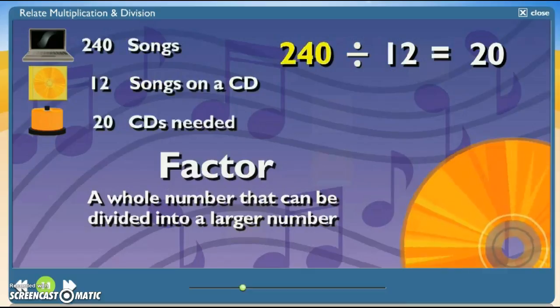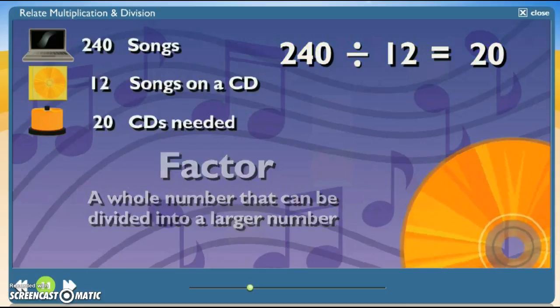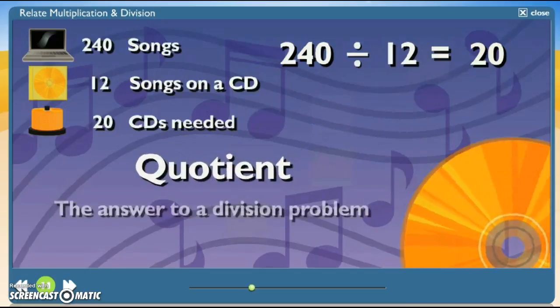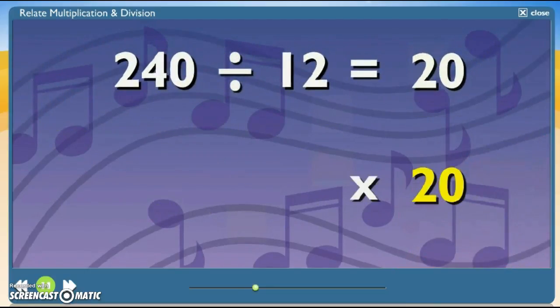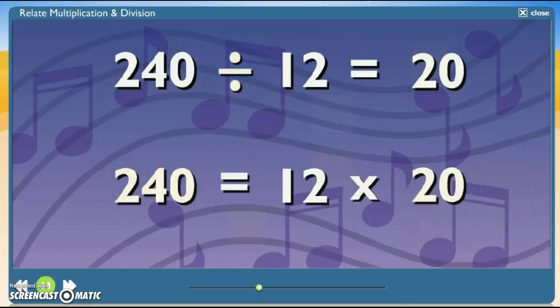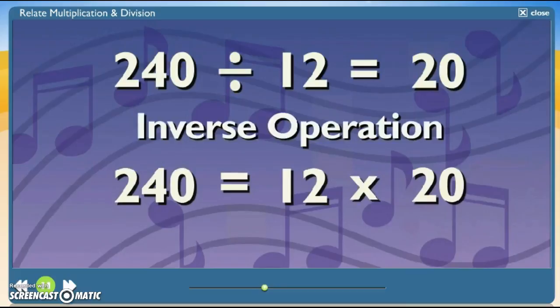In this case, I divided 240 by 12 to get 20, right? But you can use the same numbers to multiply and check if the division is right. How do you do that? Like this. 20 is the quotient, the answer to the division problem, right? Yeah. If you multiply the quotient, 20, by the number you divided by, 12, you should get 240. That means your division is correct. Multiplication is like division in reverse. Only it's called an inverse operation.